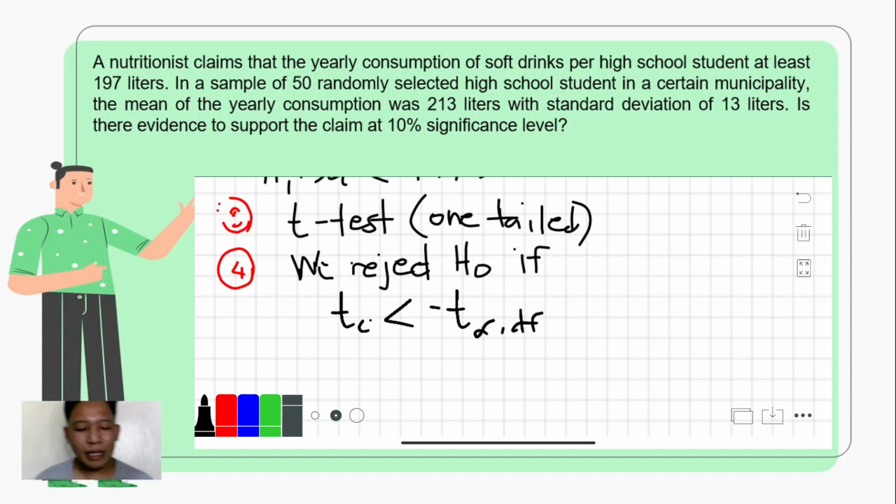Okay? So bakit ganito po yung ating decision rule? Kasi nga yung alternative natin is towards the negative values. Okay? So ngayon kukunin natin yung value ni t of alpha. Ano ba yung alpha natin? So ang ating alpha is 10%, so that is negative t of 0.10, and our degrees of freedom would be what? That's 50 minus 1, that is 49.